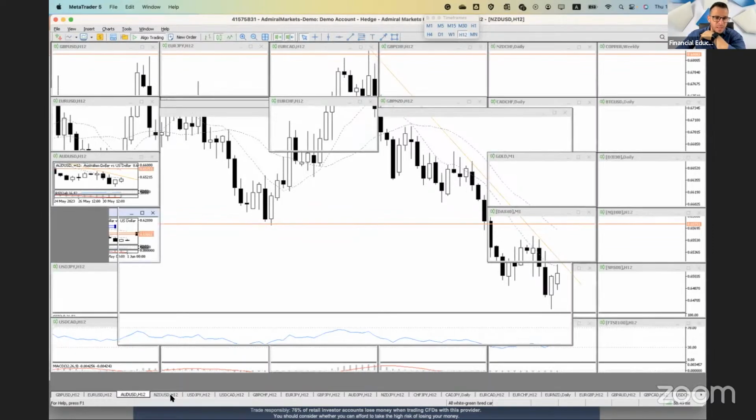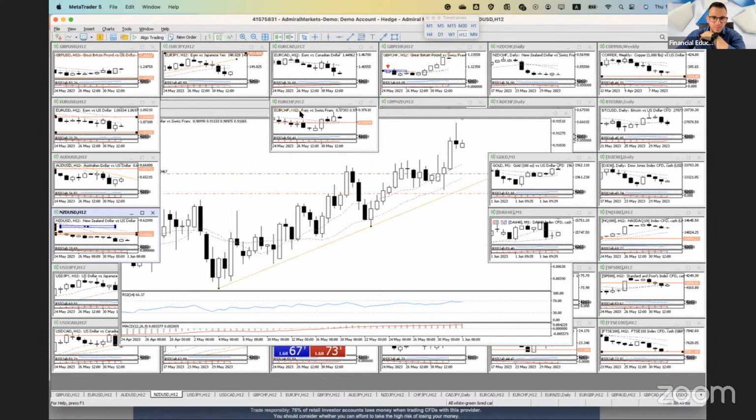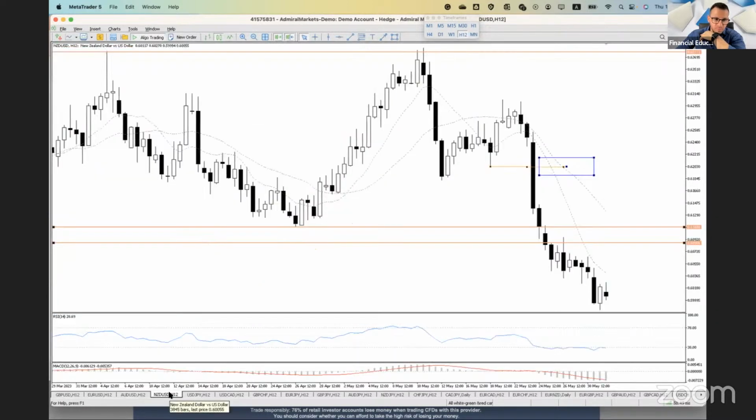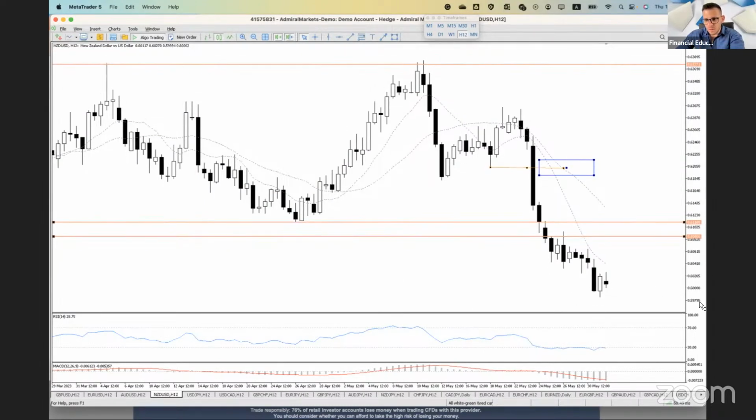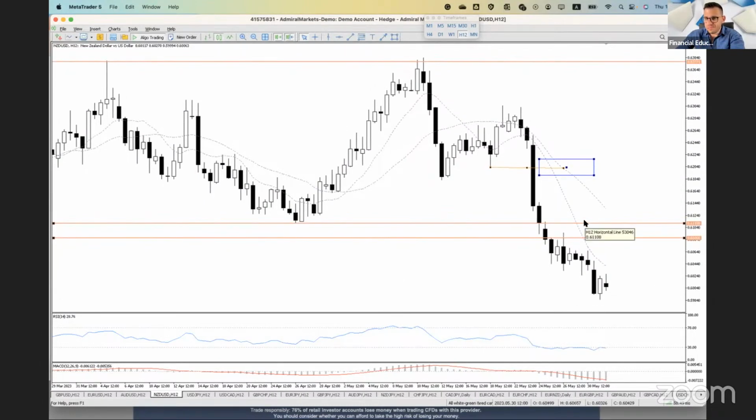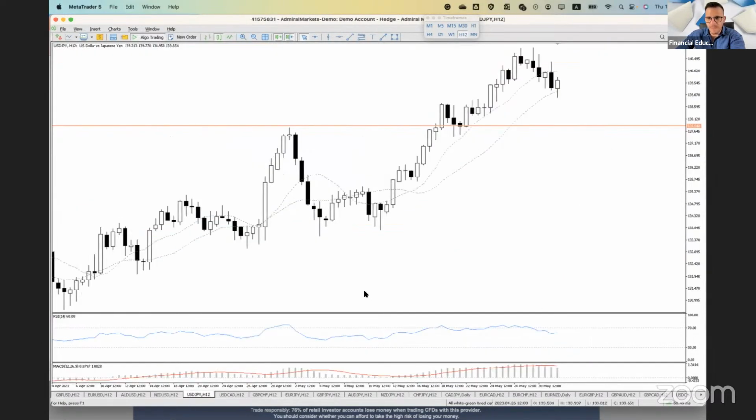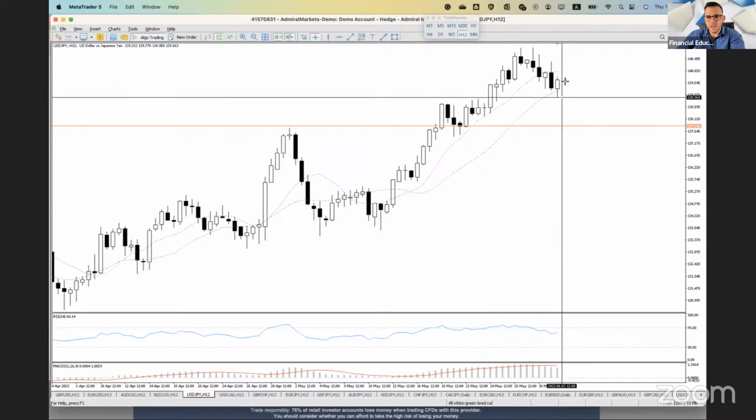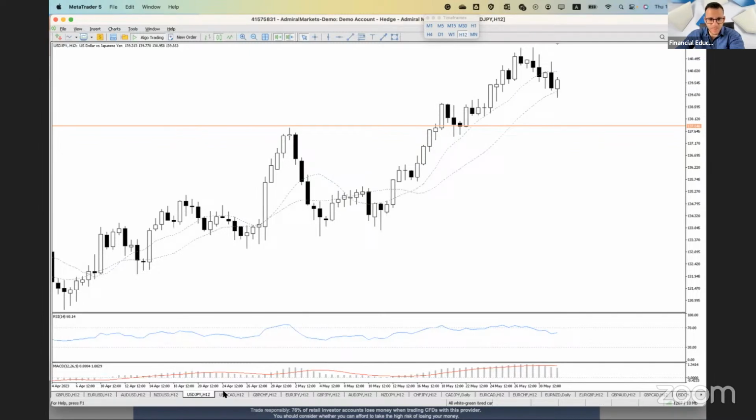Let's go to the next one. New Zealand US dollar. Nothing here. Still in this impulse. USD JPY. I will be looking more into this support zone here. So let's see if the market is going to give that complex retracement.